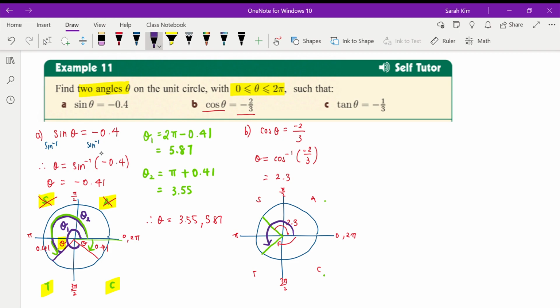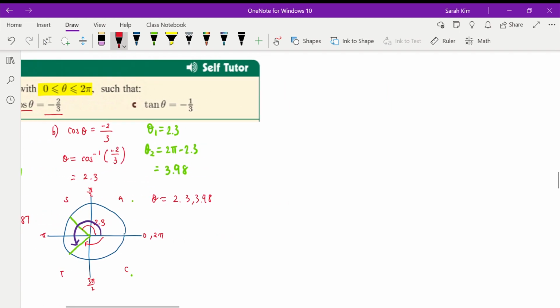So my first answer is the answer that they have given me, which is 2.3. My second answer is manipulated by doing 2 pi, take 2.3, which should be 3.98. So that should be my answer. So therefore my theta can be 2.3 or 3.98. Alright, let's have a go at C.